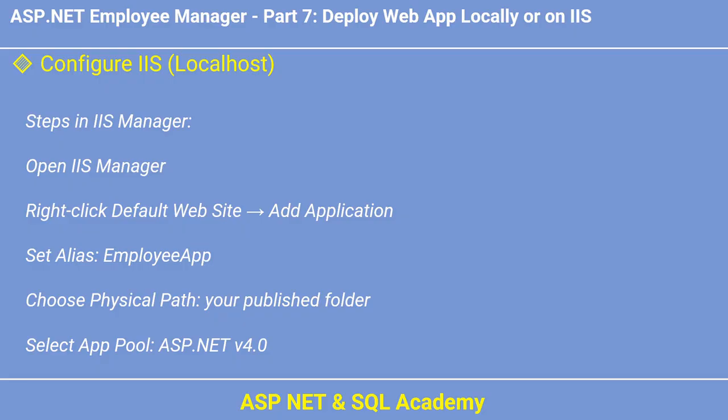Now go to IIS Manager under Default Website, add a new application, choose an alias and link it to the published folder. Make sure to use the correct .NET App pool.